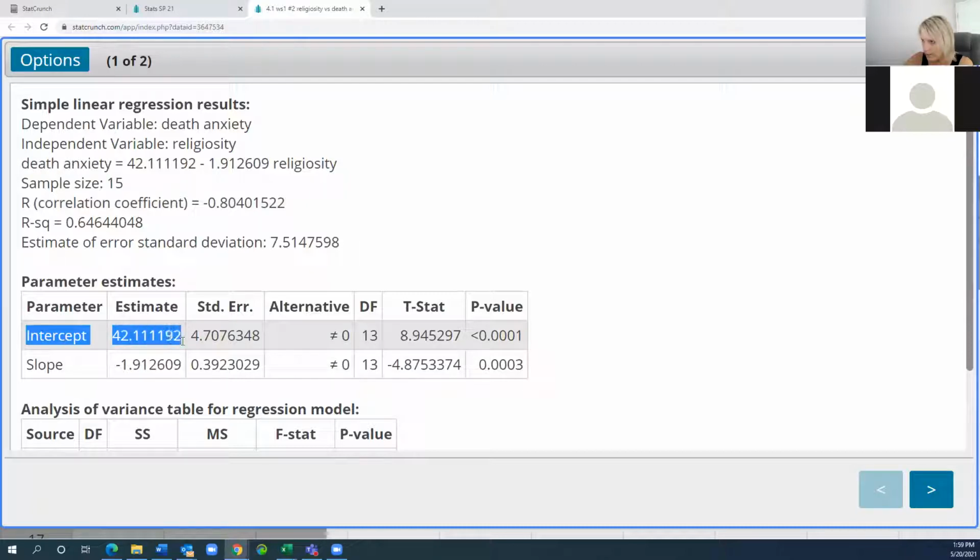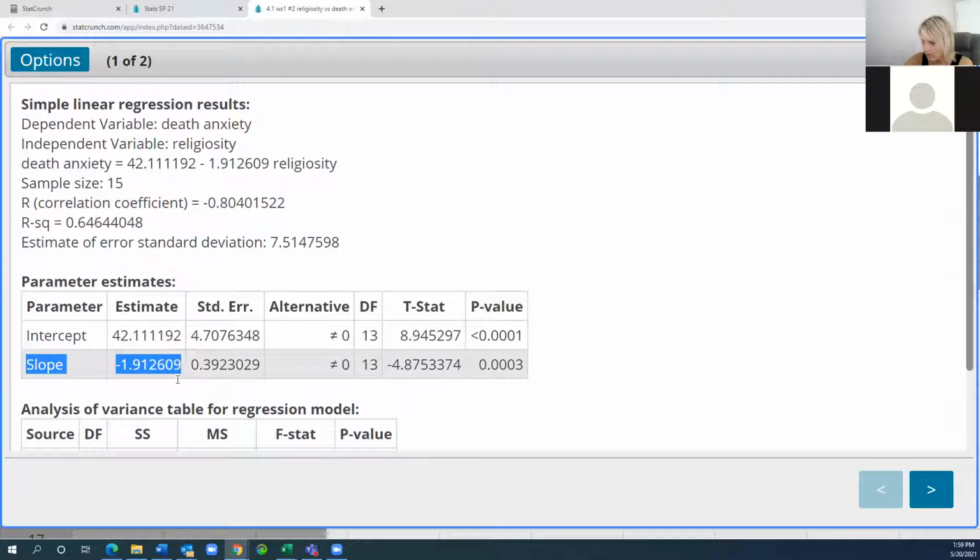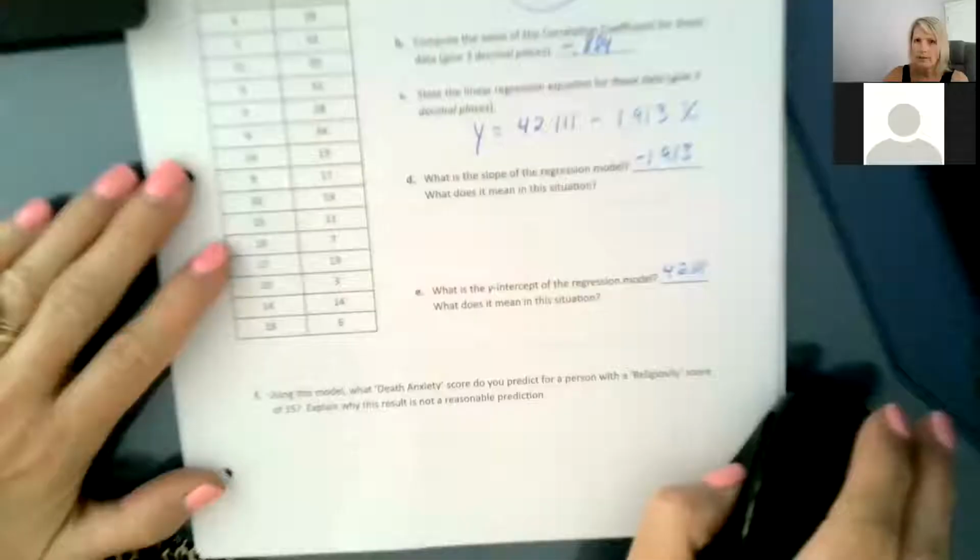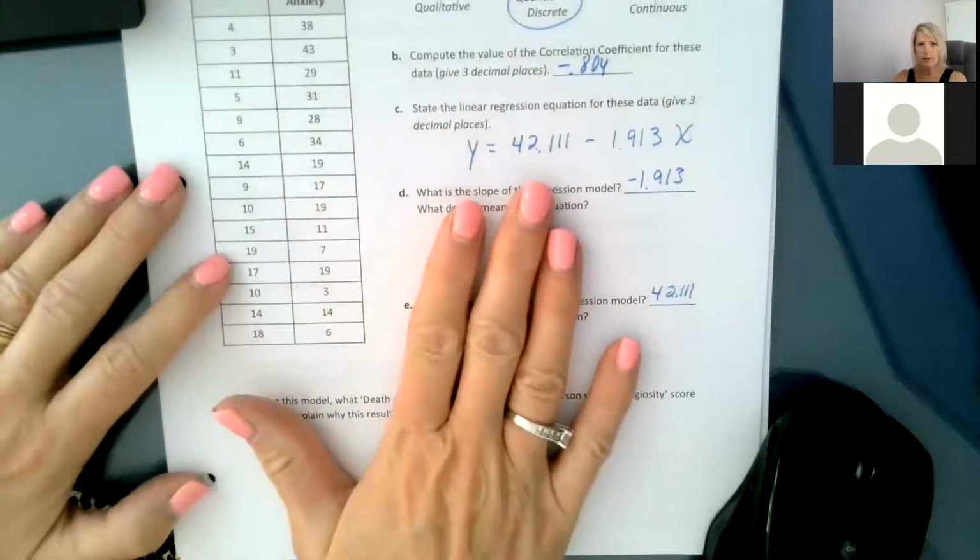And in case you are still not confident about where the intercept and slope are, right down here is our Y-intercept, that validates that. And right here is the slope, and that validates that. We're going to write them in their respective places. On part D is the slope, negative 1.913. And the Y-intercept is 42.111. Any questions finding those, Lauren? Okay. Let's go back to our paper, and now we get to do all the fun interpretation.